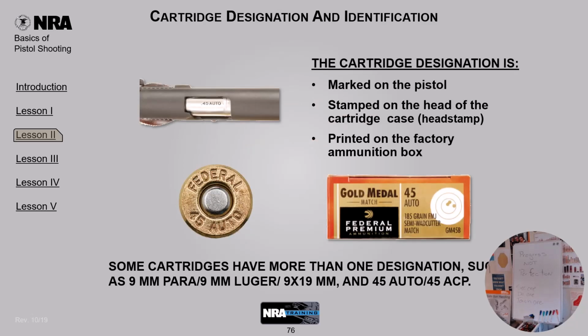All right, cartridge designation and identification. The cartridge designation is marked on the pistol somewhere. Like on this one, it's right on the chamber. Some of them have it on the slide instead. It's also stamped on the head of the cartridge case, the head stamp. This is true for centerfire cartridges, but it could not be done on rimfire cartridges. And then it is also printed on the factory ammunition box. All of these things must match in order for you to have it work in your gun.